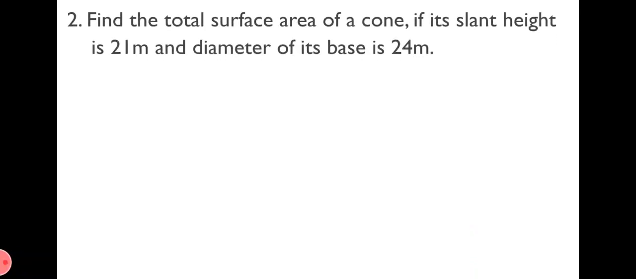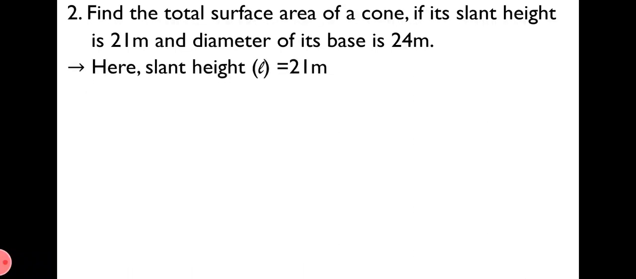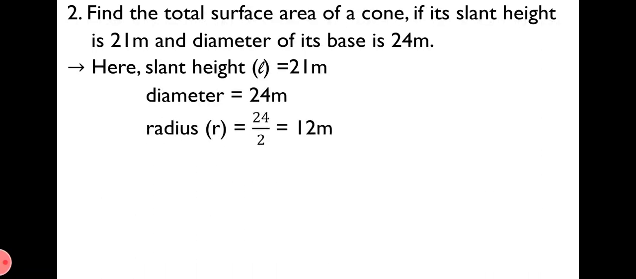Next, question number 2. Find the total surface area of a cone if its slant height is 21 meter and diameter of its base is 24 meter. In this question, slant height and diameter are given and we have to find the total surface area of the cone. Again we need radius, so first we will find radius from the given diameter. Here slant height L equal to 21 meter, diameter is equal to 24 meter, therefore radius r equal to 24 divided by 2, that is equal to 12 meter.